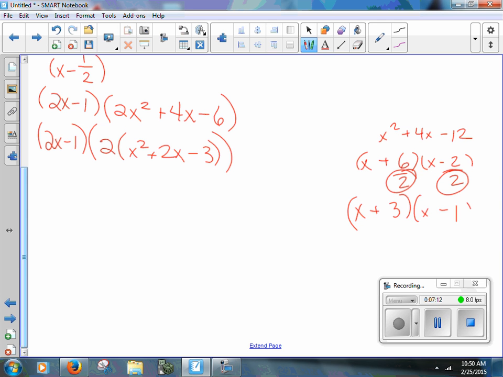How did you factor it? What did you have as your final answer for the 2x squared plus 4x minus 6? I was just wondering if you could do that. I struggle with factoring anyway.